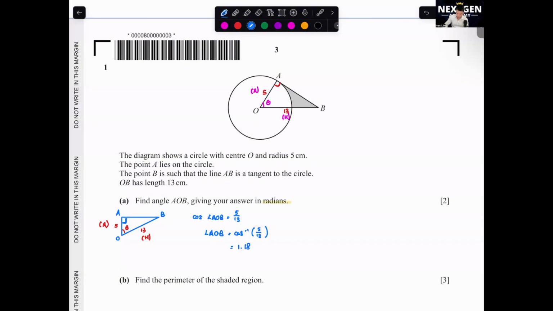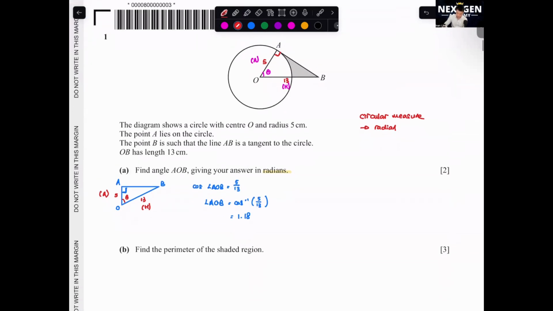The answer should be 1.18. By the way, this topic is under your circular measure. For all circular measure type of questions, since you are all doing math, just change it to radian mode. Any question that has a circle and asks you to find length or angle, change it to radian mode, because we won't be using the formula from mathematics, which is theta over 360 times pi r squared, theta over 360 times 2 pi r. So here we label it as 1.18.